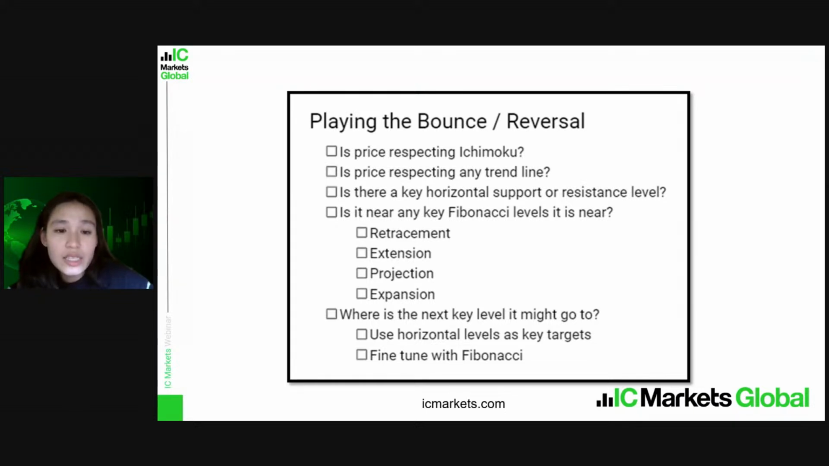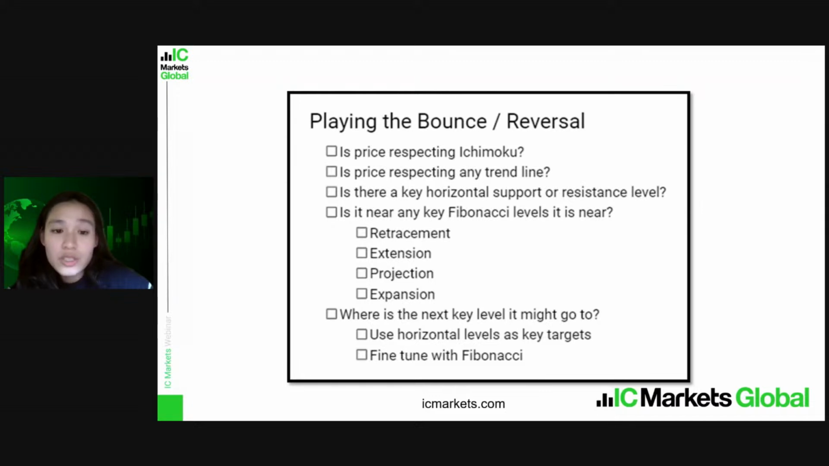Is it near any key Fibonacci levels? And which Fibonacci levels is it near to? We have the four different Fibonacci techniques: retracement, extension, projection, and expansion. And where is the next key level that it might go to?